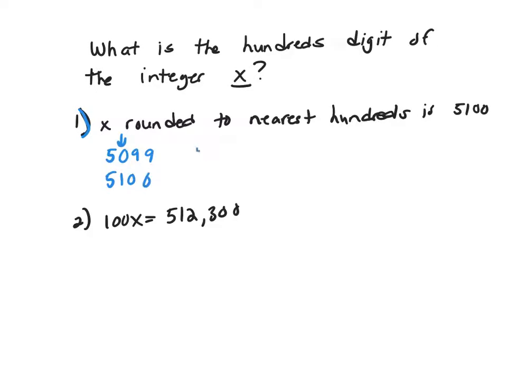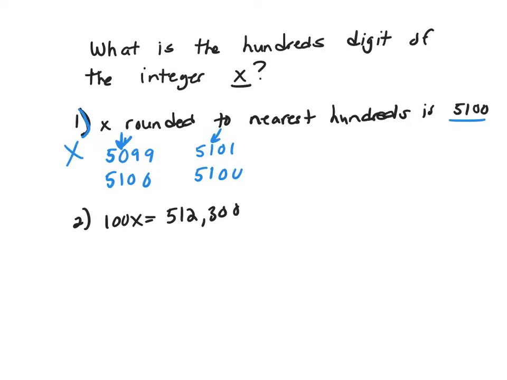But what if you have the number 5101 and you round to the nearest hundred? That will still give you 5100. But here the hundreds digit is a 1. Over here it was a 0. So there are different scenarios. So clue 1 does not work independently.